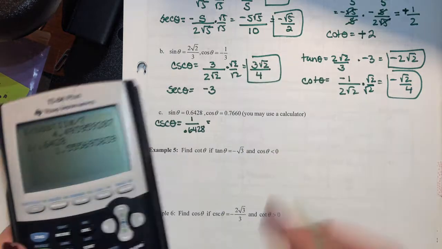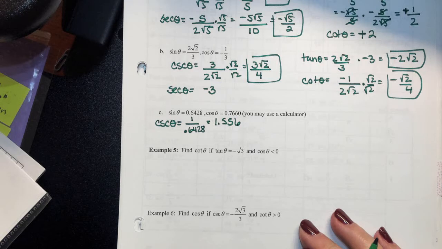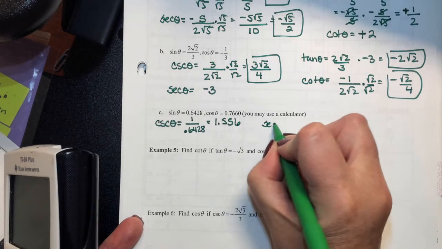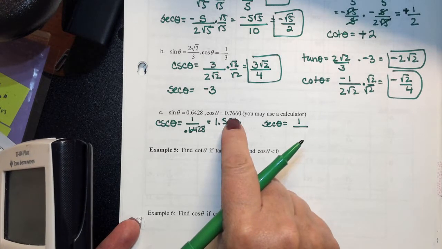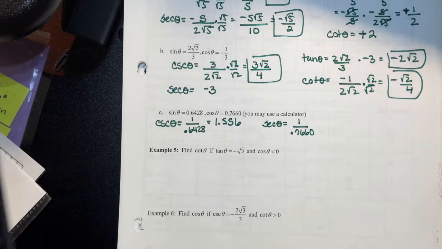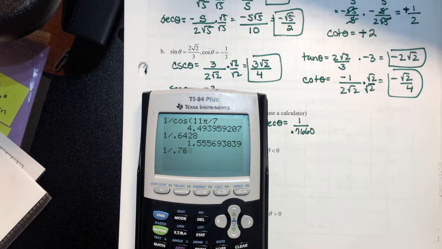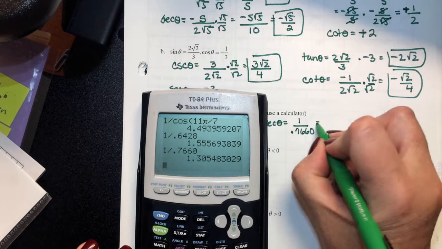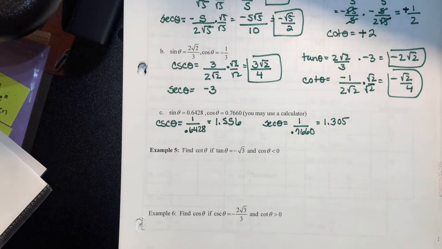So 1.556. So the secant, I'm just going to take 1 divided by this cosine value. So 1 divided by 0.7660, which gives me 1.305. So any questions if I give you decimals instead of fractions, how you can find the secant or the cosecant?